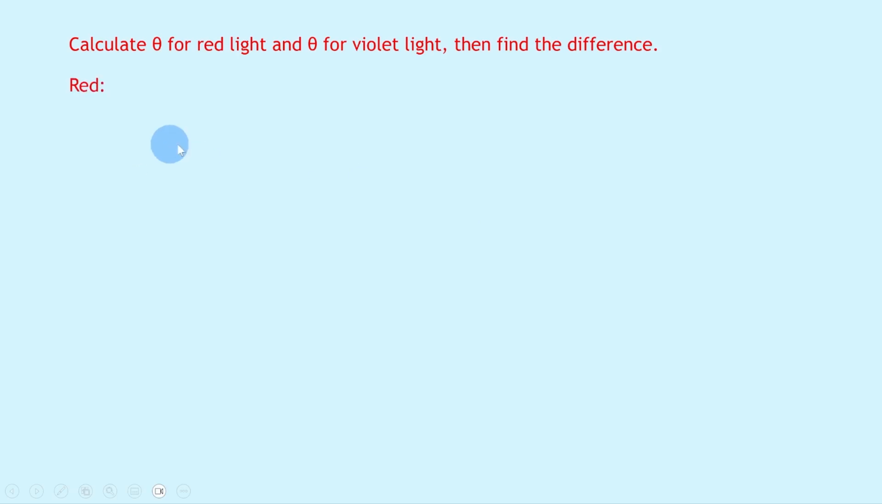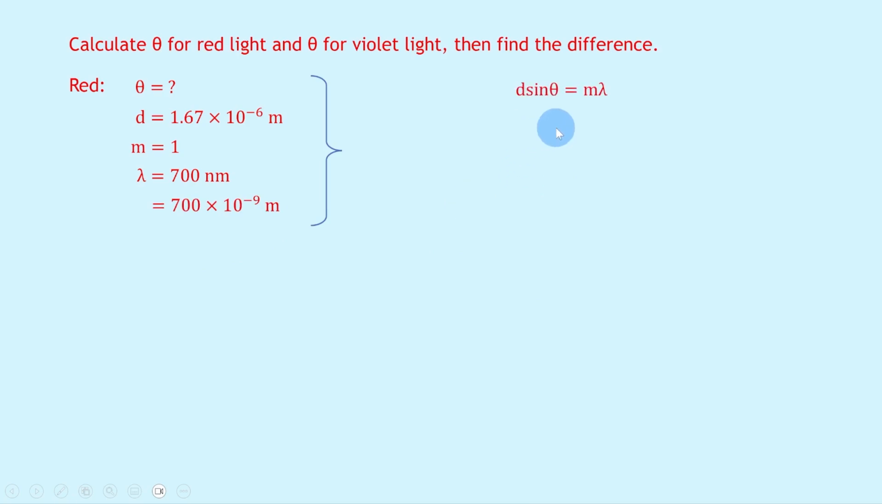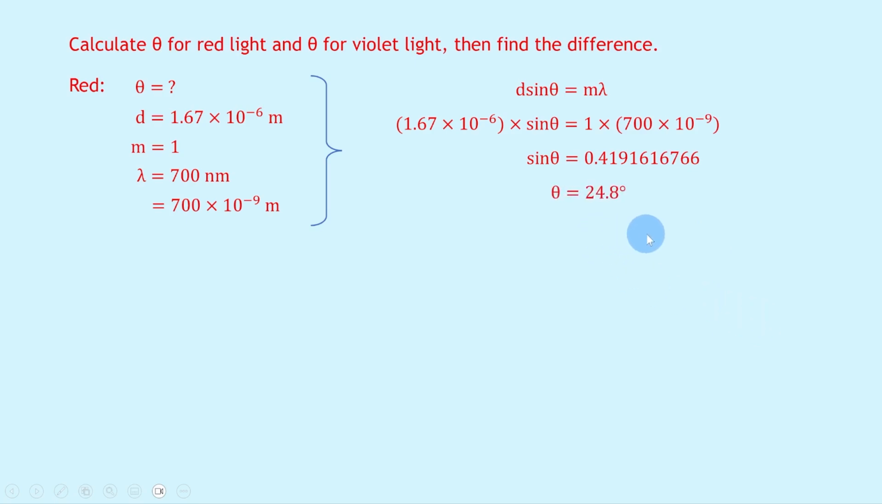So for the red light, first of all, we have that theta is what we're trying to find. The slit separation d is 1.67 times 10 to the minus 6 meters. The order number m is 1 since it's the first order maximum, the first spectrum. And we have that wavelength lambda is 700 nanometers for red light, remember. So that's the same as 700 times 10 to the minus 9 meters. And writing down our grating equation, we have d sine theta equals m lambda. Substituting in the numbers gives 1.67 times 10 to the minus 6 times sine theta equals 1 times 700 times 10 to the minus 9. Then doing the right hand side divided by your grating spacing d to get sine theta on its own, we get sine theta equals this value here, 0.4 and so on. And leaving that in your calculator and doing inverse sine of both sides or shift sine in your calculator, that will give you an answer for theta of 24.8 degrees.